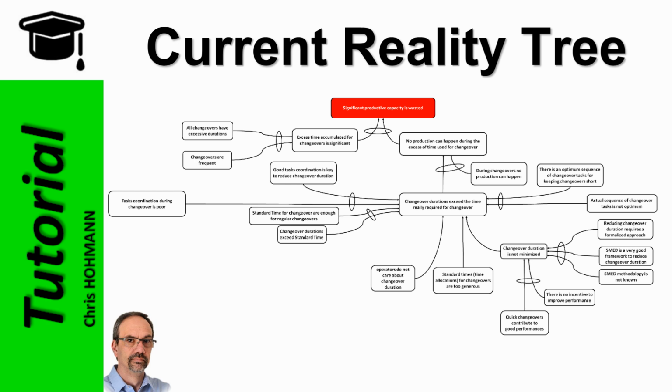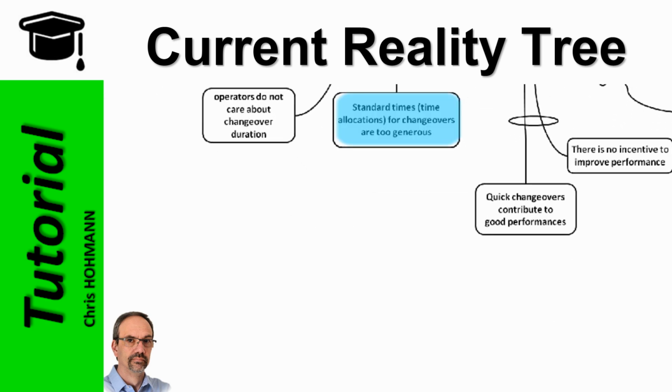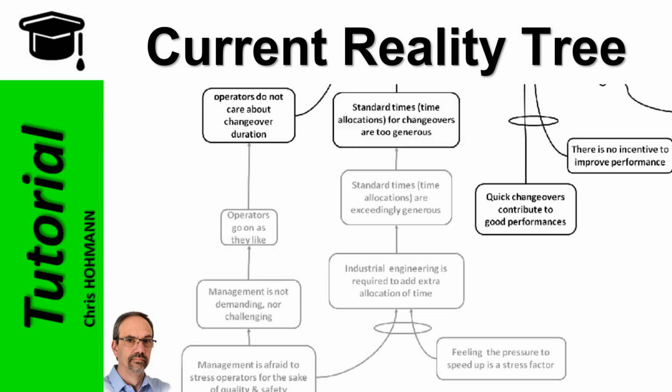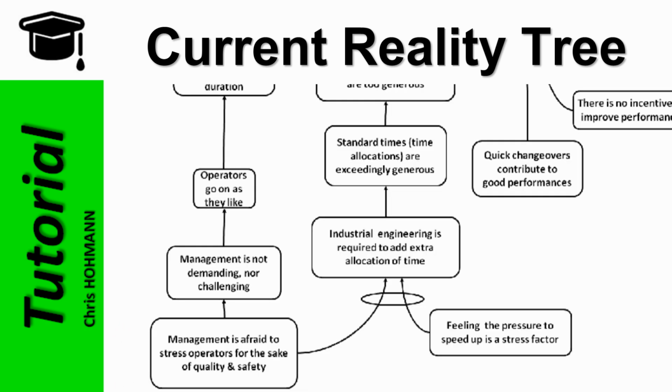Now, why are the standard time allocations for changeover too generous? Because standard times are exceedingly generous in general. Why are standard times exceedingly generous? Because industrial engineering is required to add extra allocation of time.